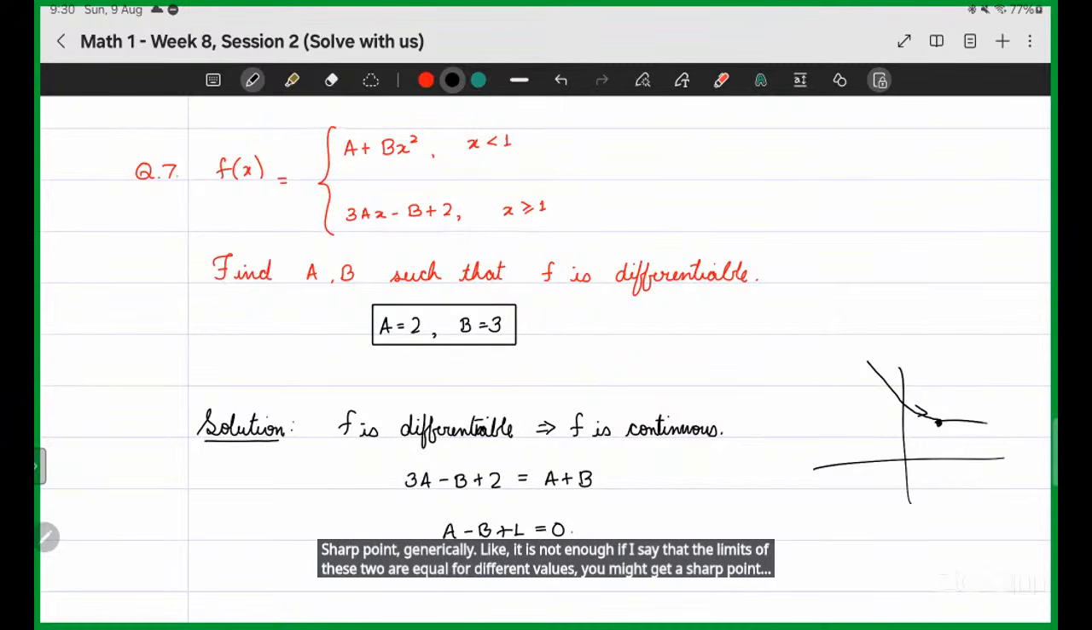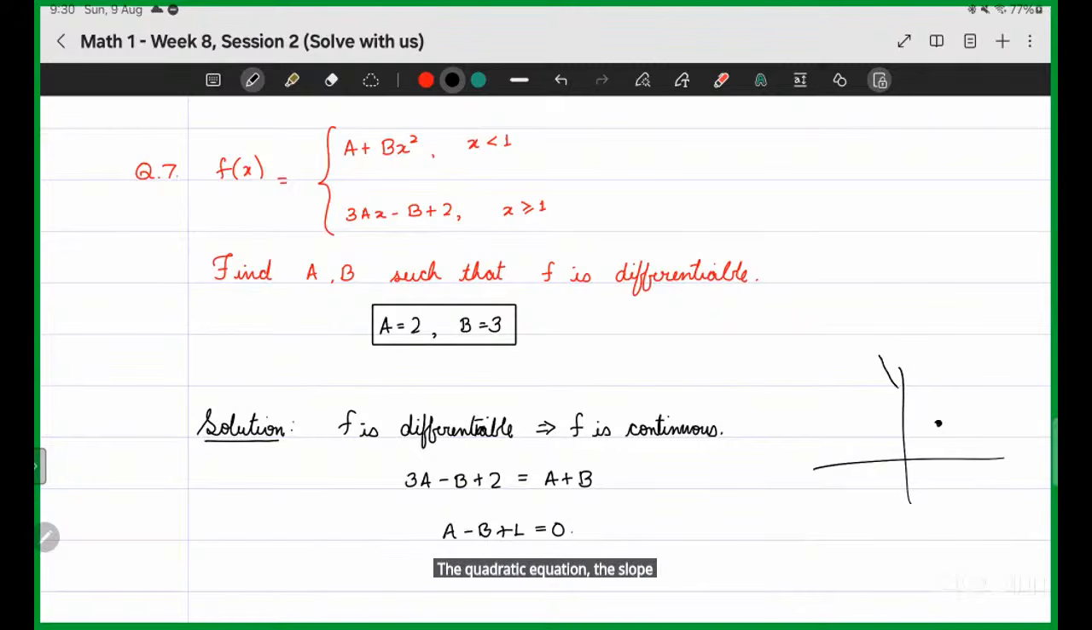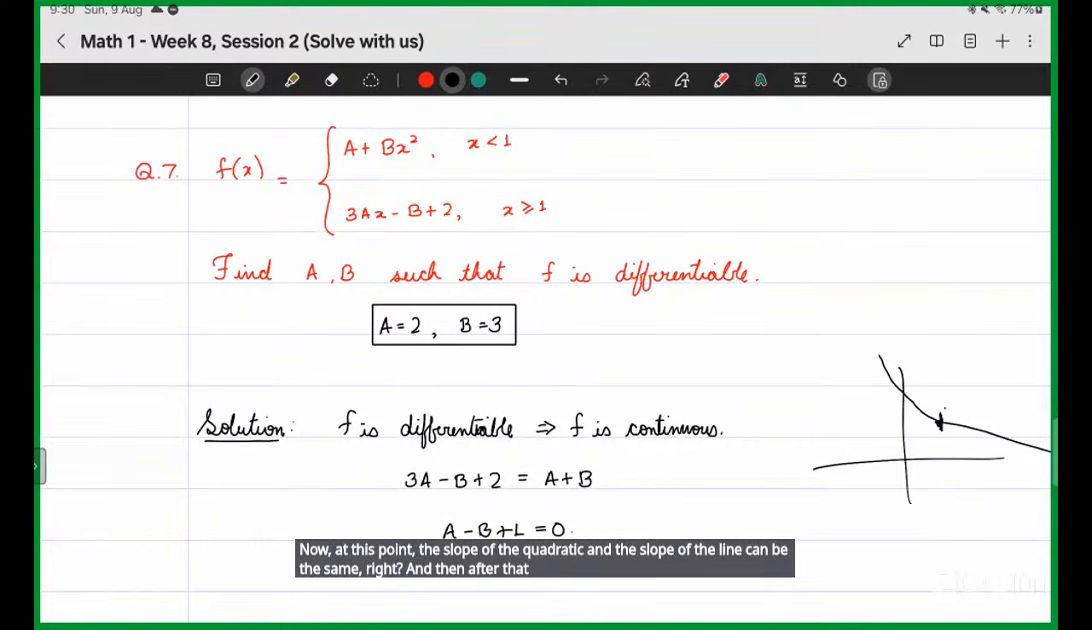So what you would want is something of this sort, where the slope of the quadratic equation at this point is actually equal to the slope of that straight line. Are you understanding the graphical situation at that point, x is equal to 1? Yes, sir. Right, but if there is a curve and a straight line, so my slope will change drastically, right? Now, at this point, the slope of the quadratic and the slope of the line can be the same, right? And then after that, it continues to be a straight line. So the slope doesn't change really.